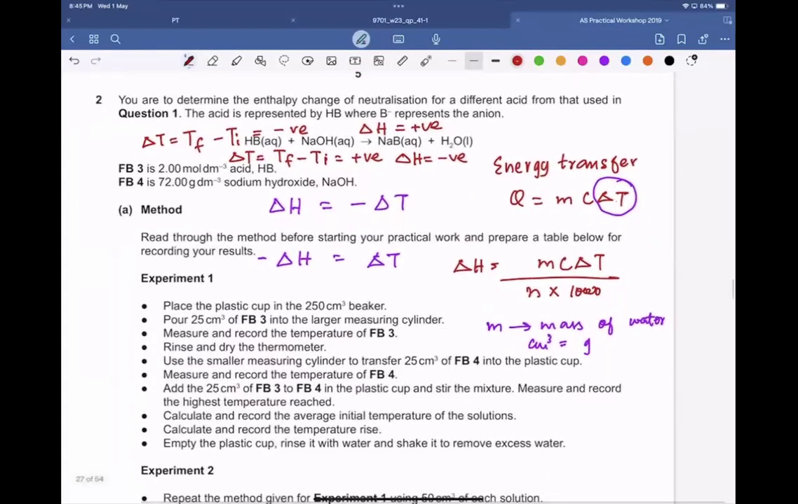And remember this thing, this n over here is the moles of the substance used. Whatever the substance used, that substance's moles are going to be used in the delta H expression. Is this clear to all of you?